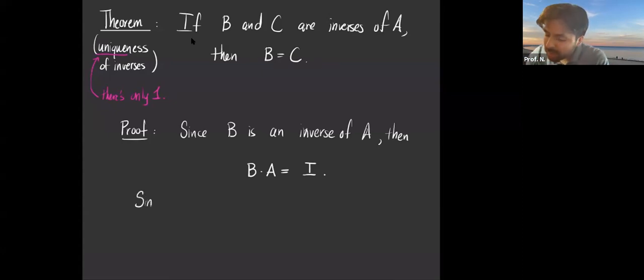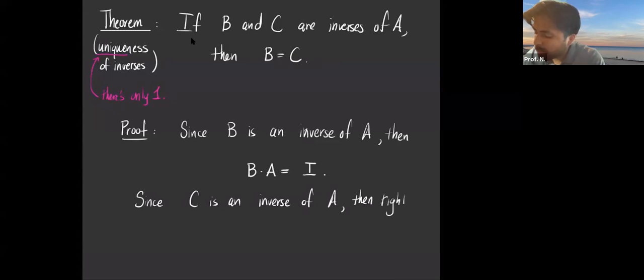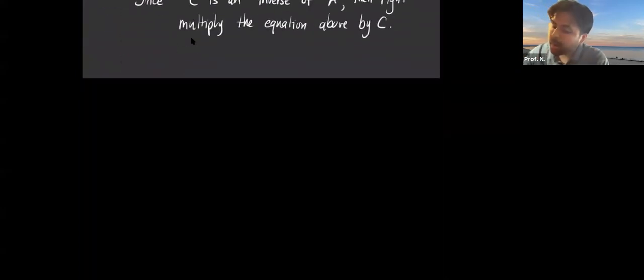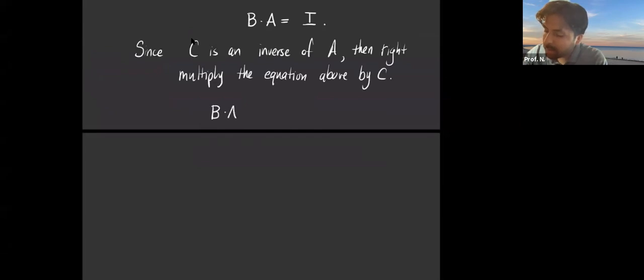And then you say, since C is an inverse of A as well, then multiply the equation above by C. So I'm going to take my equation B times A equals I and multiply it on the right by C. Now, because I'm multiplying by the identity, I times C is just going to give me C, right?